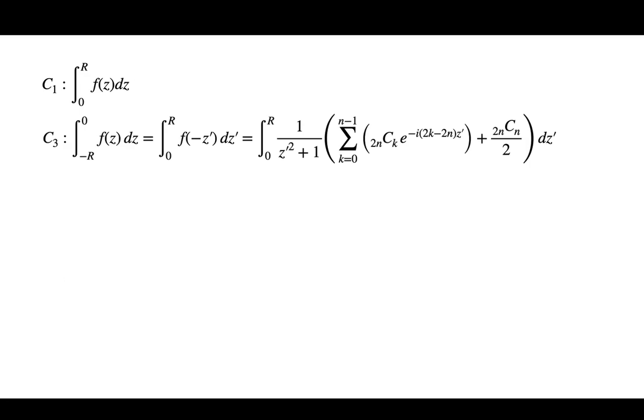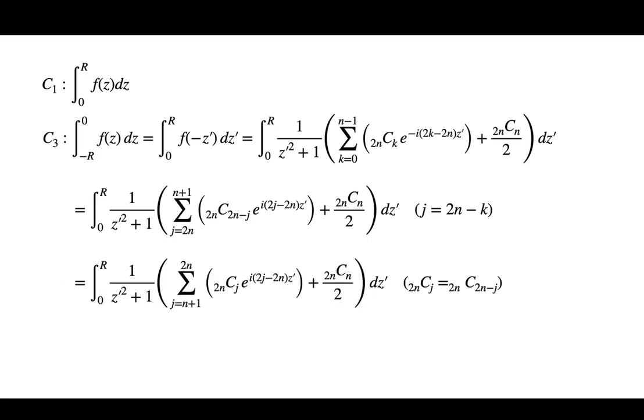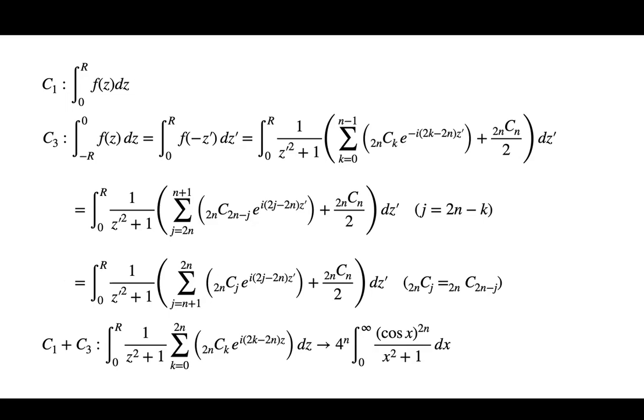For the integral along C3, we must make the substitution z = -z'. Then we change the summation index by letting j = n - k. Using properties of binomial coefficients, we shift the range of summation from n+1 to 2n. By adding the integral along C1 and C3, we obtain 4^n times the desired integral.